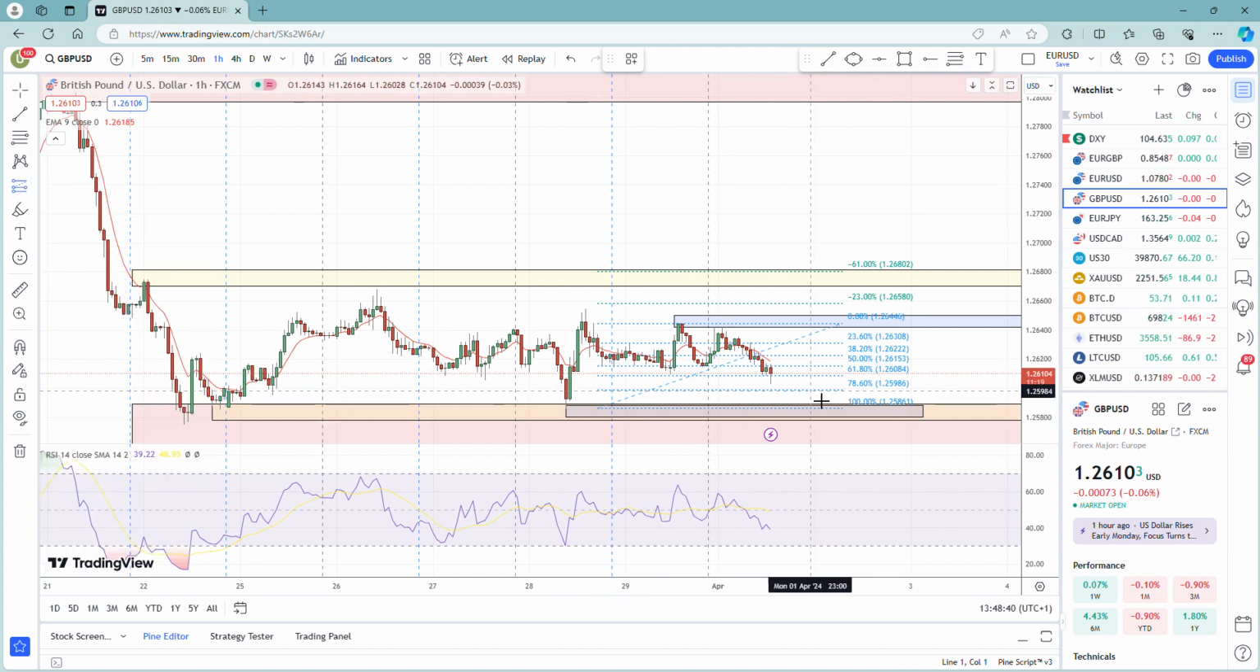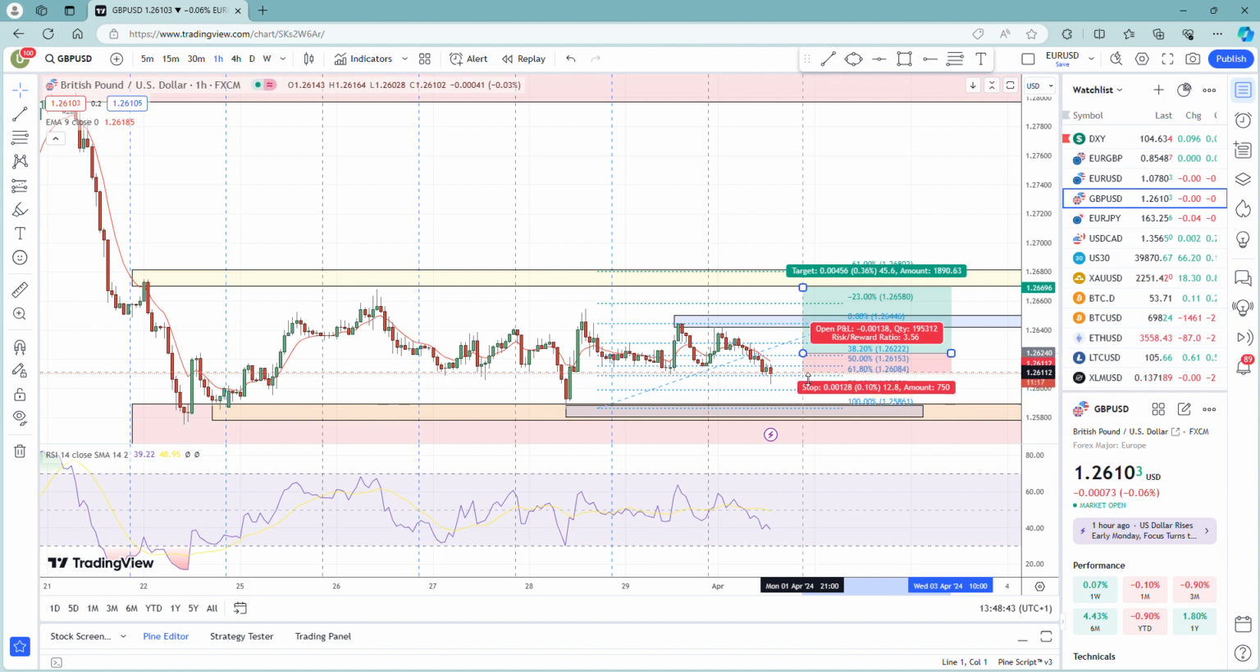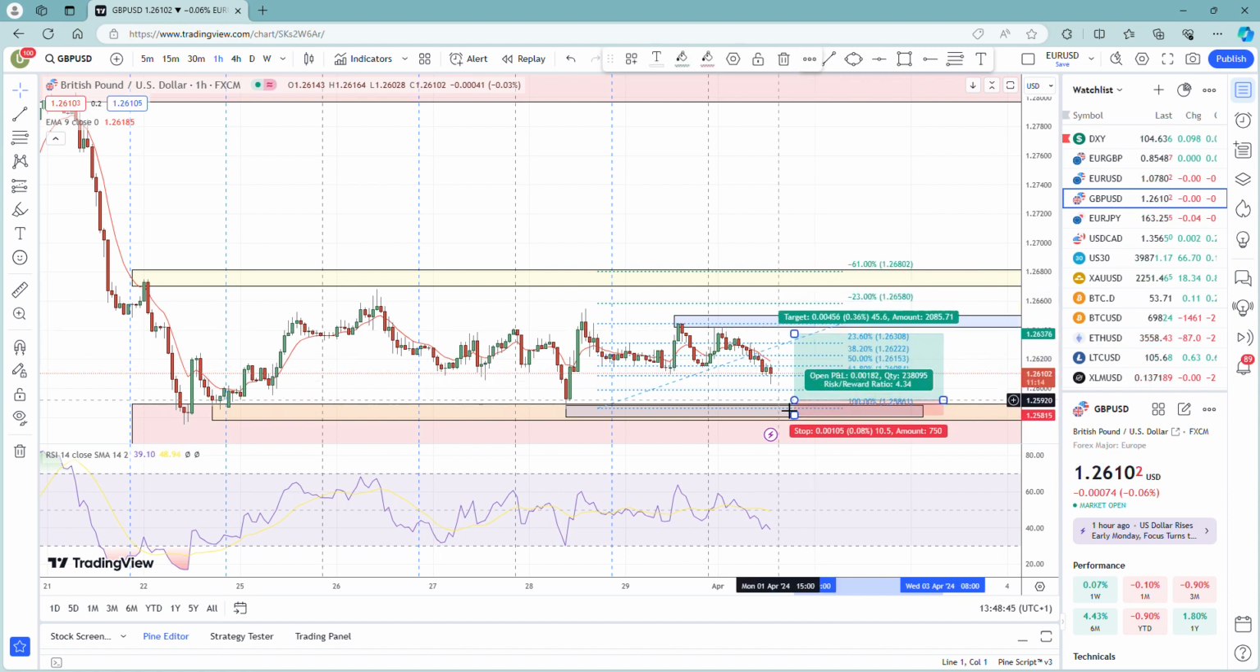So again, similar price action to the EURUSD. 10 pip stop loss. If price comes here in this region, I'd look for a buy. And there you go. There's your setup, guys.